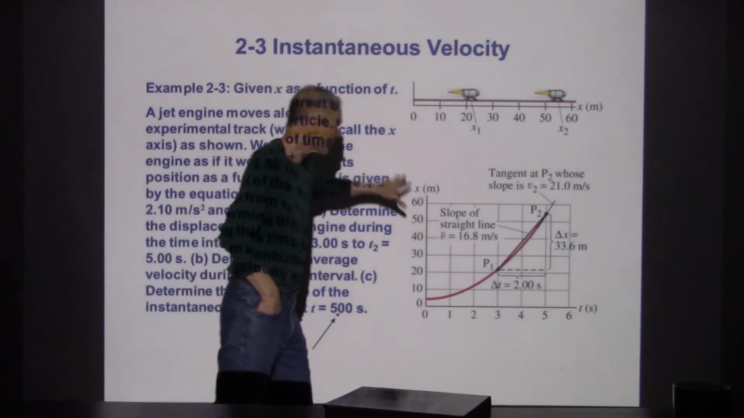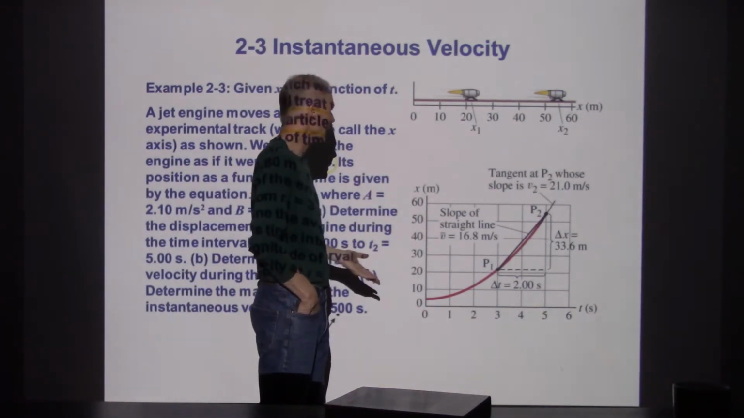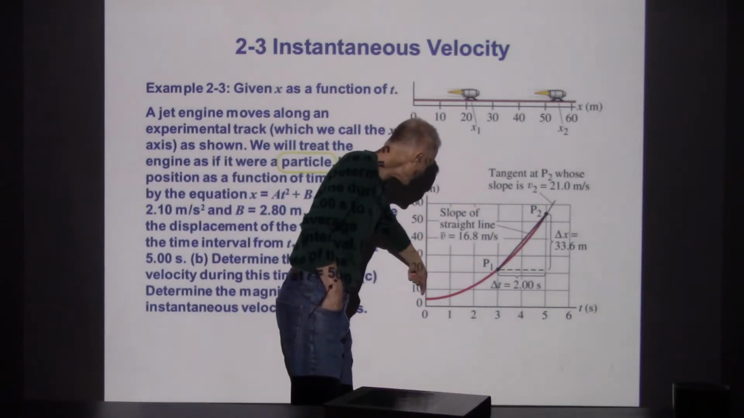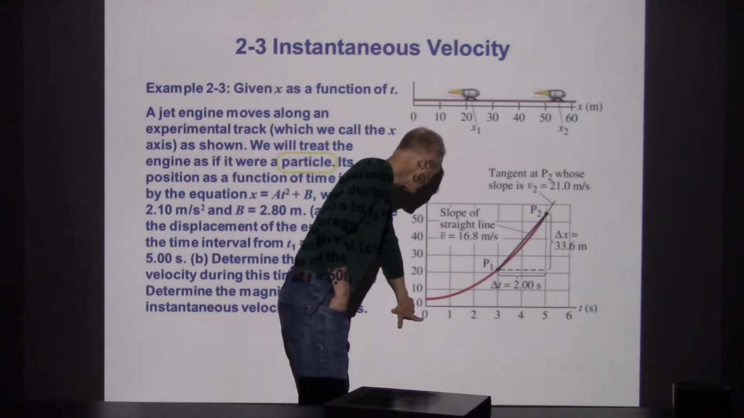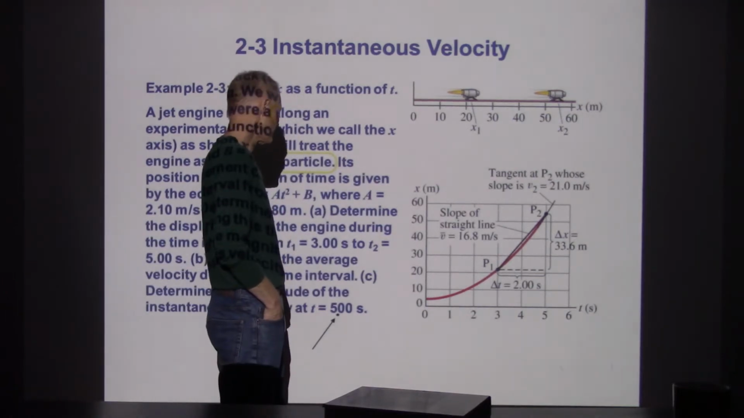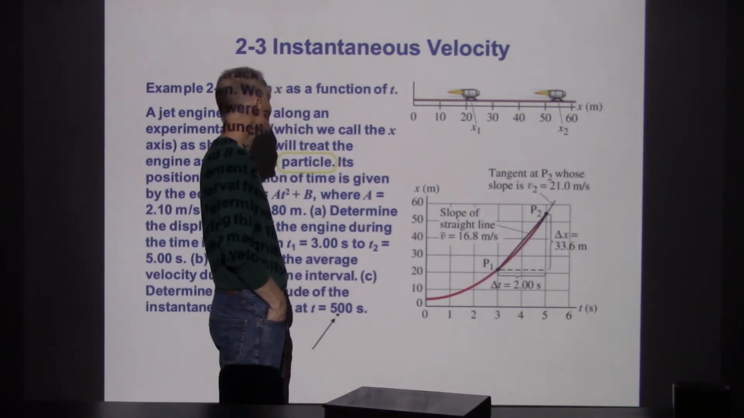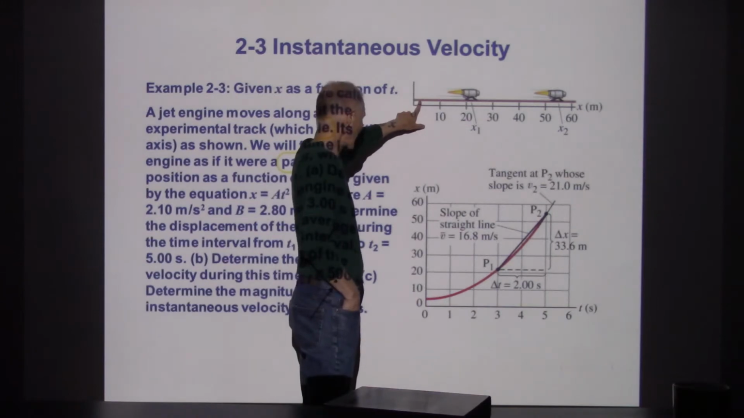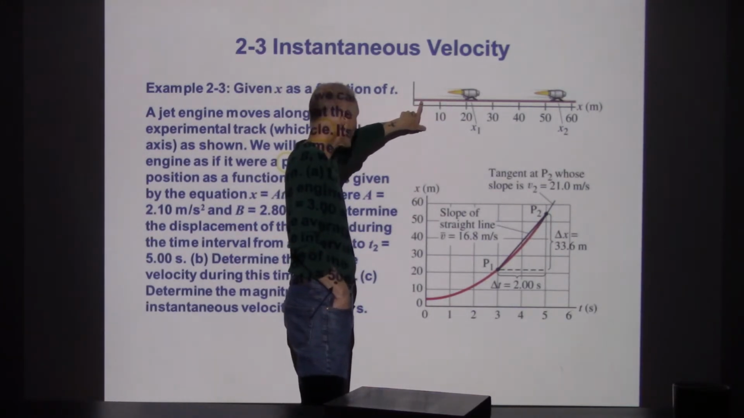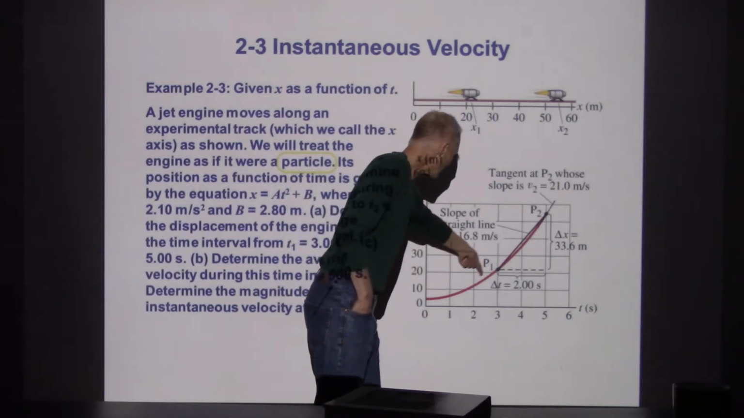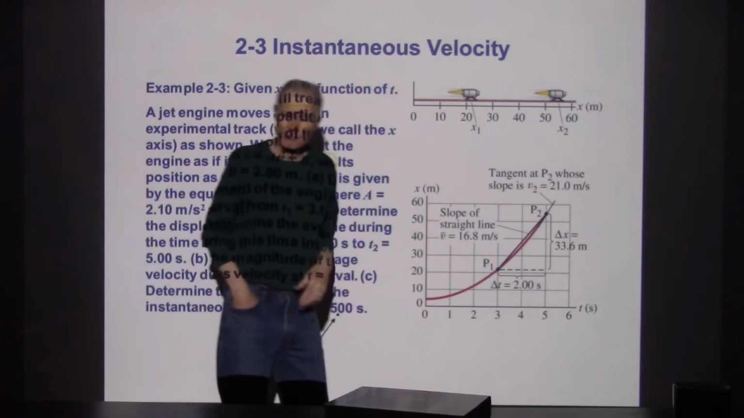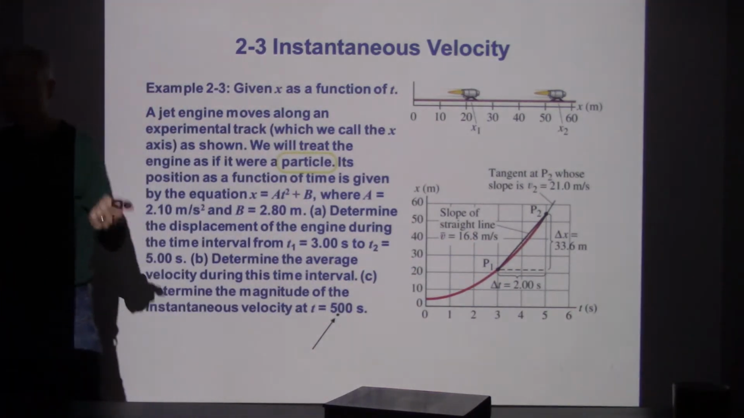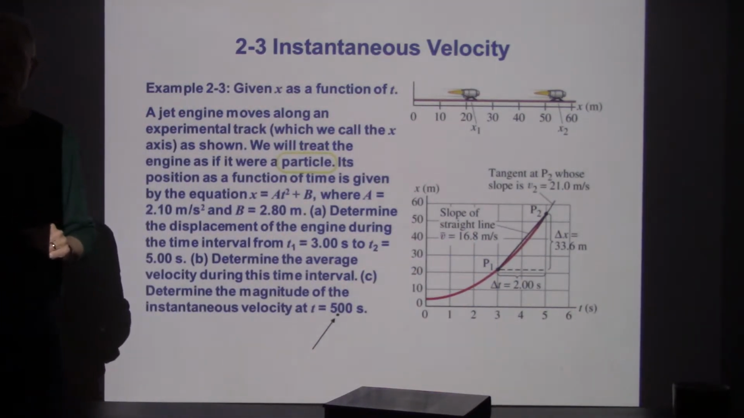Now here is a graph. So we collected a bunch of data on this. And we found out that at time t equals 0, we actually didn't start out at 0. That's kind of interesting they didn't do that. So the engine's starting off right here, and then we can see that it's picking up speed. Now this is an x versus t graph. This is displacement as a function of time.